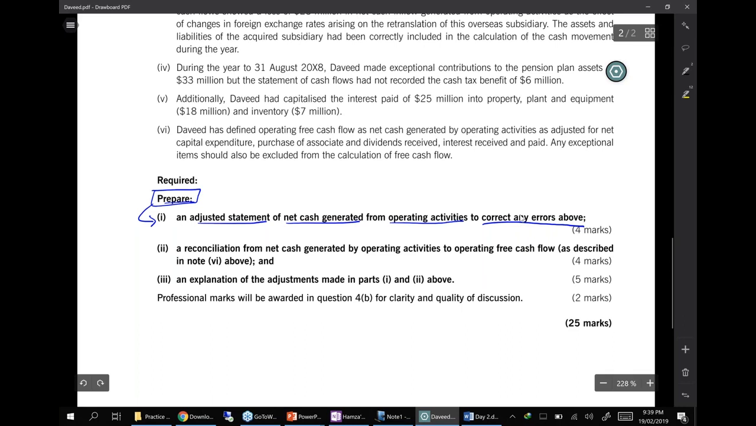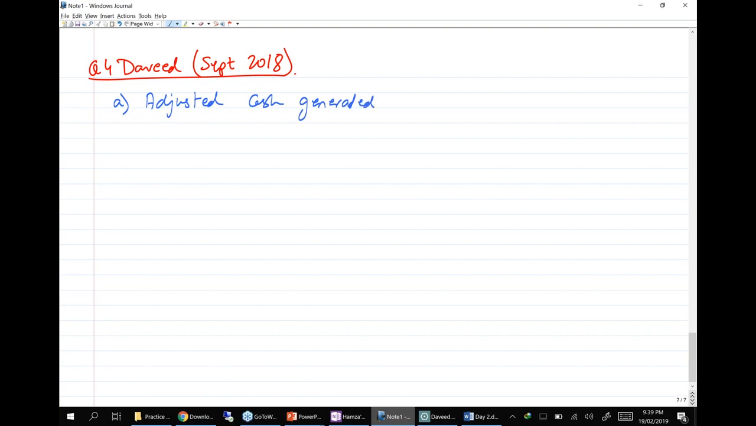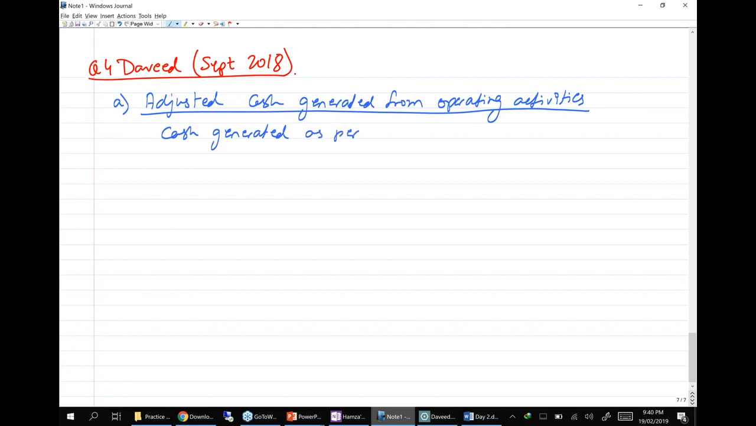So what we are going to do is write the question that we are solving. It's David, which is question number 4 of September 2018 attempt. So we will be preparing the answer as the adjusted cash generated from operating activities, and we are going to start from the cash generated as per the question. The question has actually given us the cash of 278. So we are going to start from here and adjust the incorrect values to calculate the correct answer.